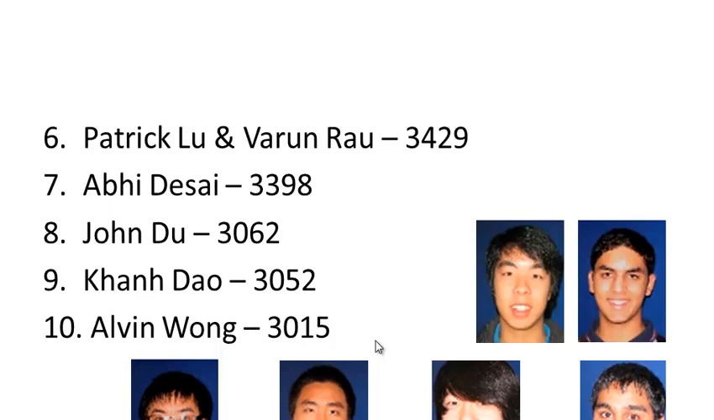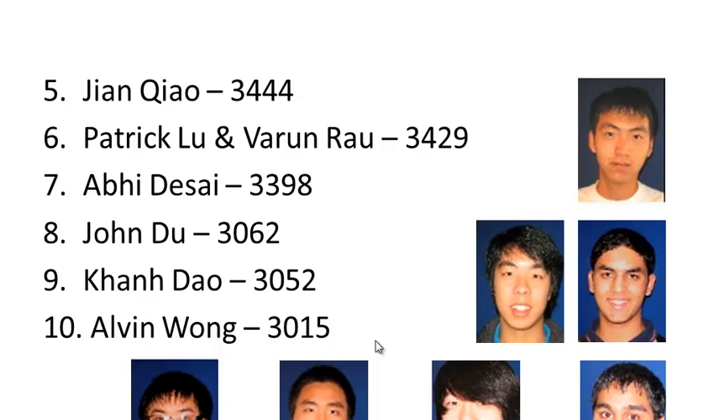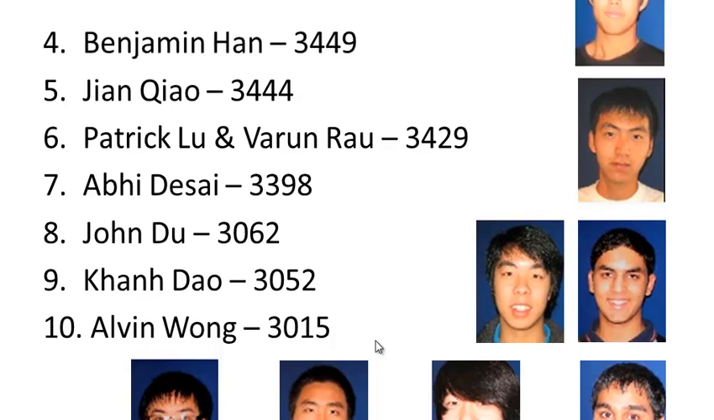Patrick Liu and Varun Rao. Patrick here, Varun, yes, congratulations. At 5, Jen Chow. Jen, over there, congratulations. At number 4, just out of the medal spots, Benjamin Han. Benjamin here? Benjamin over there. Congratulations. Okay, for the medals. And at some point there actually will be real medals for this. Stay tuned.